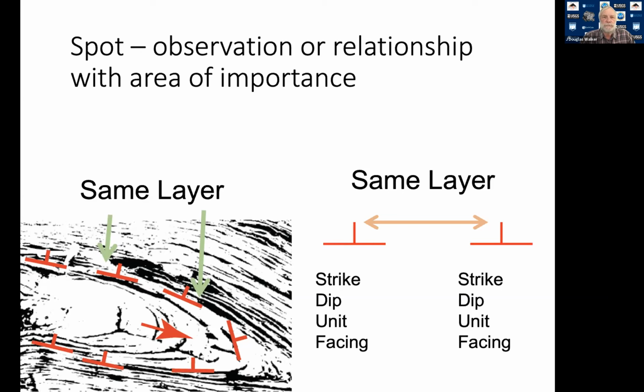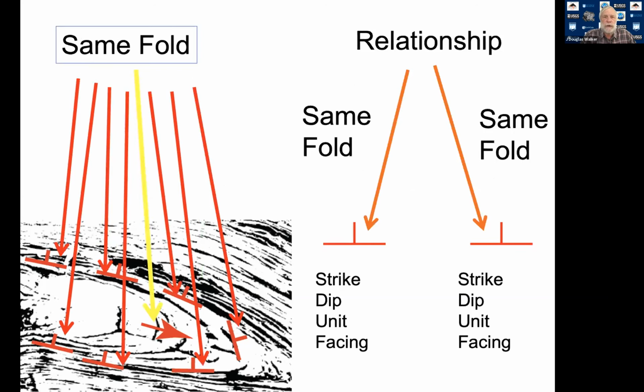Next, please. And that can cover any set of data that you want. So for example, here we have around this fold a measure of the fold axis, but we also have strike and dip and facing and bedding. So now we want to apply to all of these measurements that they're part of the same fold.